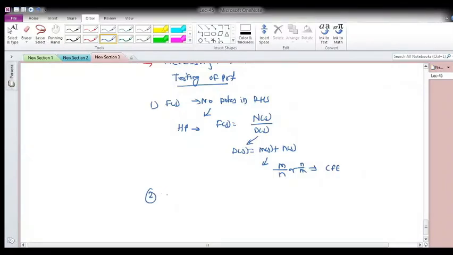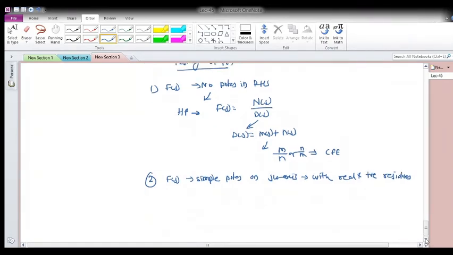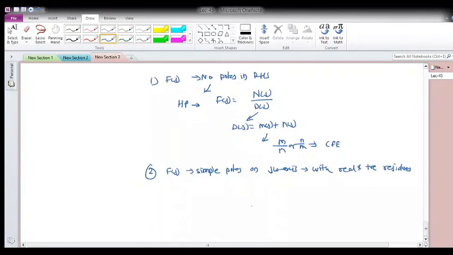Second test: you can check that F(s) has only simple poles on the j omega axis, and the simple poles have to be with real and positive residues. Whatever simple poles you get will be on the j omega axis. You find the residues using partial fraction expansion and check. If they are real and positive, then the PR condition will be satisfied.